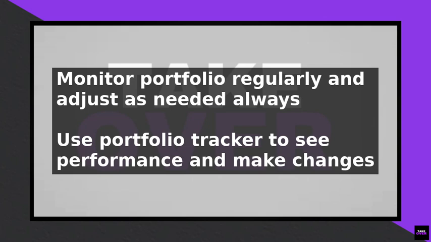Finally, monitor your portfolio regularly and adjust as needed. You can use the portfolio tracker on Robinhood to see how your investments are performing and make changes to your portfolio to ensure it remains aligned with your investment goals. By following these steps and best practices, you can start investing on Robinhood and work towards achieving your financial goals.